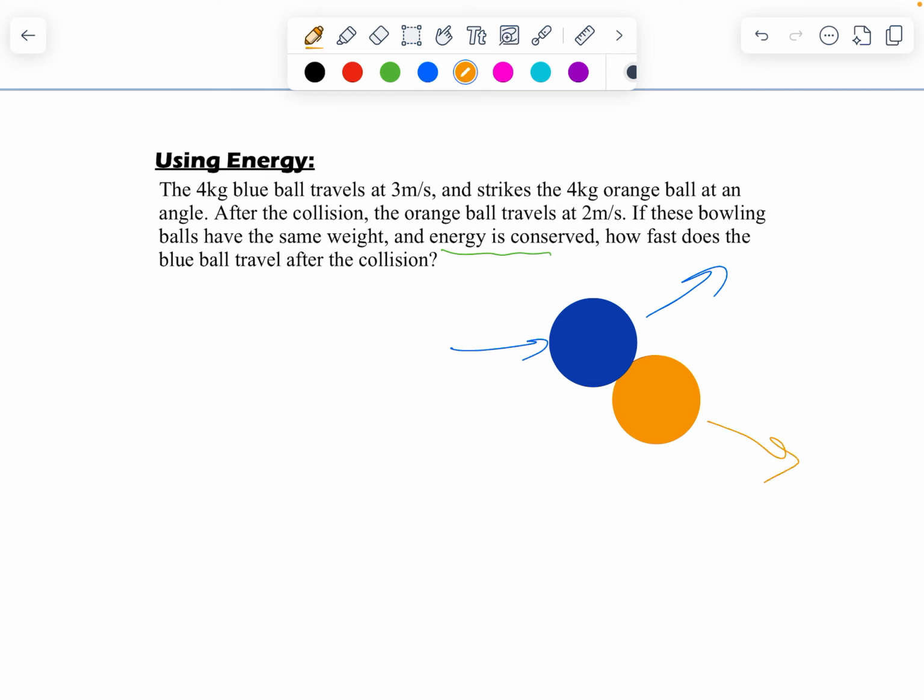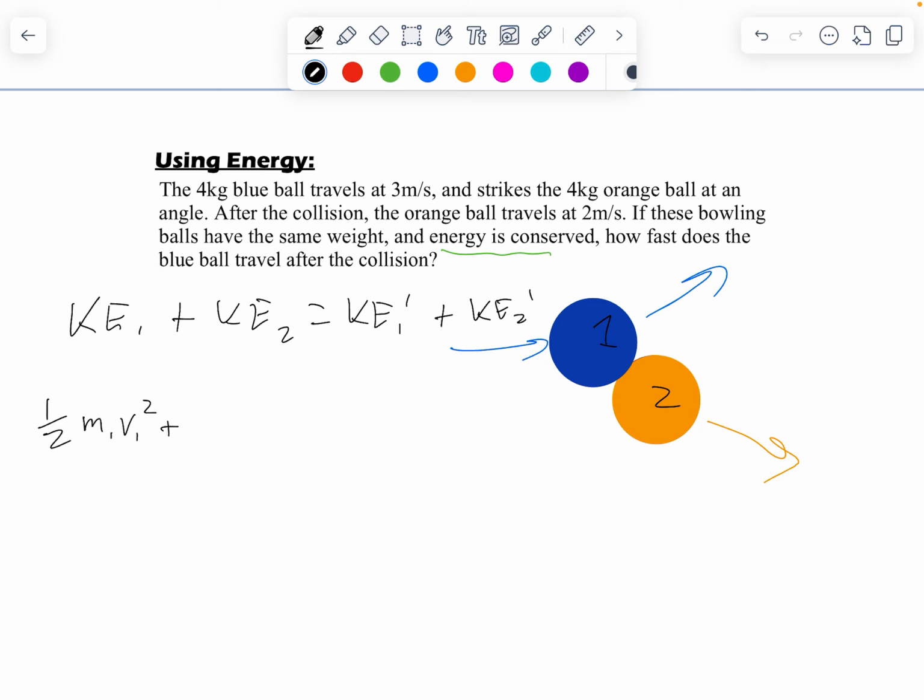Great news. If energy is conserved, no vectors, no thetas. We can figure out how fast it goes just by using conservation of energy, specifically conservation of kinetic energy. So the kinetic energy of the blue ball plus the kinetic energy of the orange ball has got to be equal to the kinetic energy of the blue ball after plus the kinetic energy of the orange ball after. So like 1 and 2. Much easier. Look: 1/2 m1 v1 squared plus 1/2 m2 v2 squared is equal to 1/2 m1 v1 prime squared plus 1/2 m2 v2 prime squared.